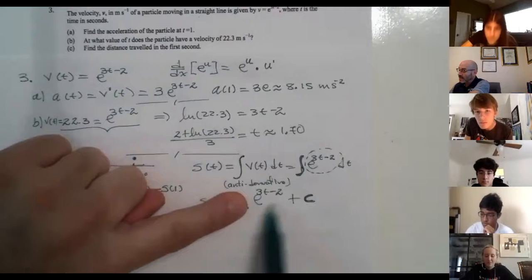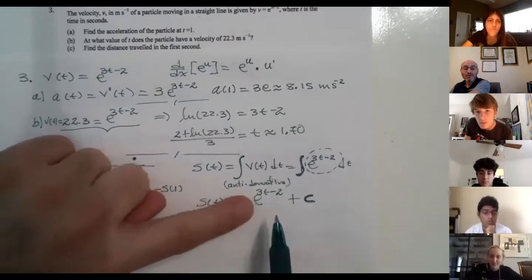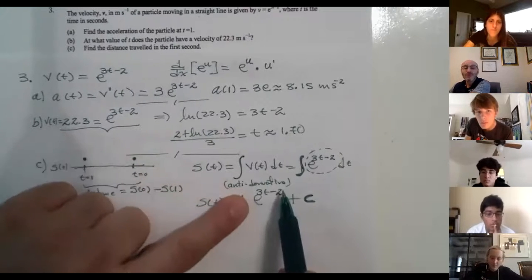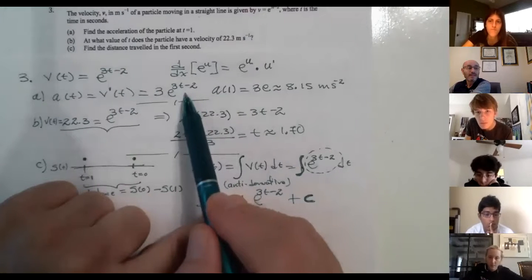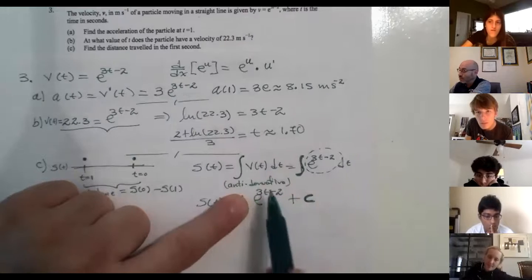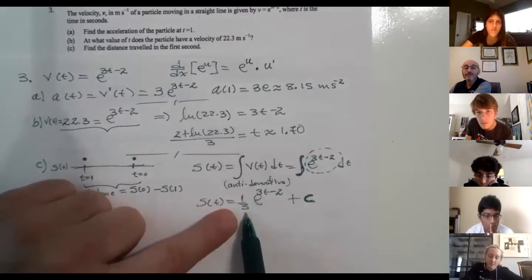If you differentiate this, forget about the 1/3 for a second. If you differentiate e to the 3t minus 2, we get the acceleration, don't we? Right? Which is 3 times that. Well, you multiply by 1/3.